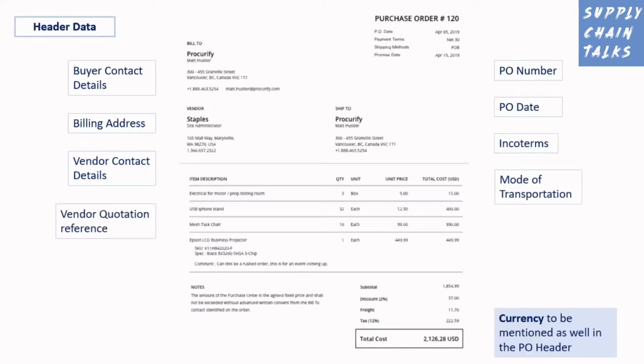The reference to the vendor quotation should be mentioned. The payment terms agreed should also be mentioned on the purchase order. The delivery address should be there. The required or tentative delivery date should also be mentioned. So these are the components of the header of the purchase order. Let's have a look at what should be mentioned in the body of the purchase order.